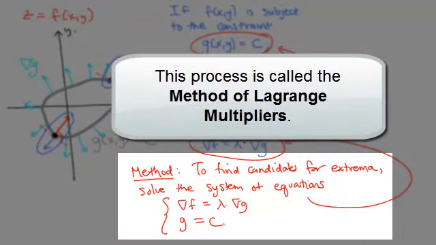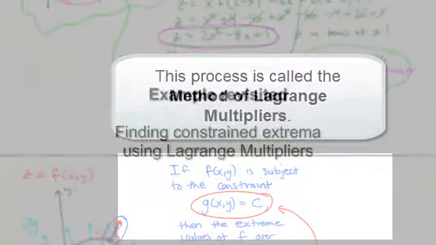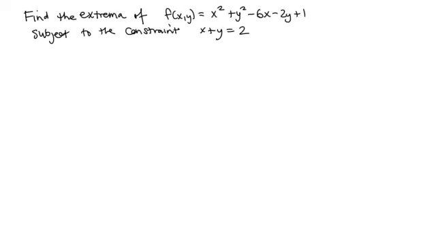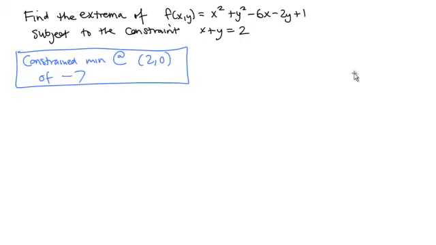It doesn't look like it the way I have it written down here, but we can see that in an example. So let's go back and revisit the second example we looked at. Find the extrema of the function f of x y equals x squared plus y squared minus 6x minus 2y plus 1, subject to the constraint curve x plus y equals 2. We showed using an ad hoc approach that the constrained minimum occurred at the point (2, 0), and that the value was negative 7. Let's see if we can recreate this result using the method of Lagrange multipliers.